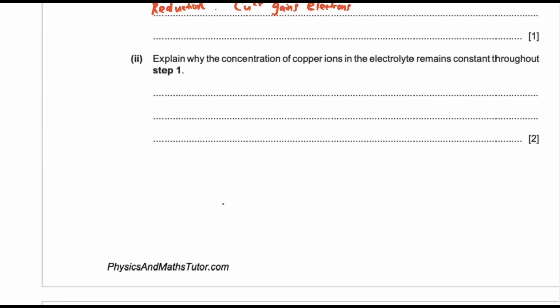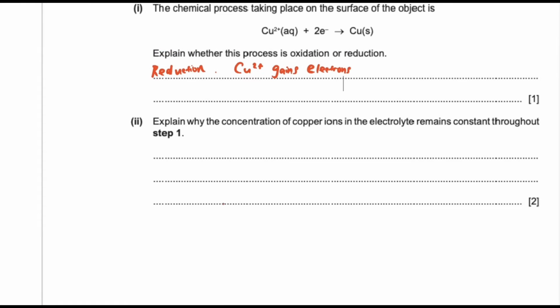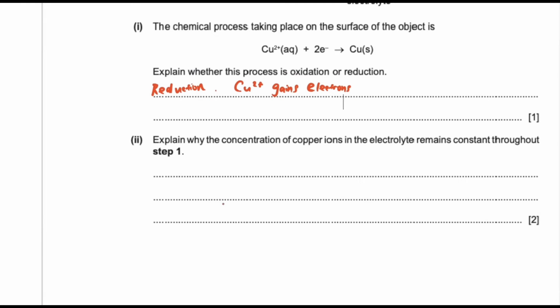Let's continue. Part two. For part one, just a reduction, and then copper 2+ gains electrons to become copper. That answer is already enough. The keyword is gain electrons.